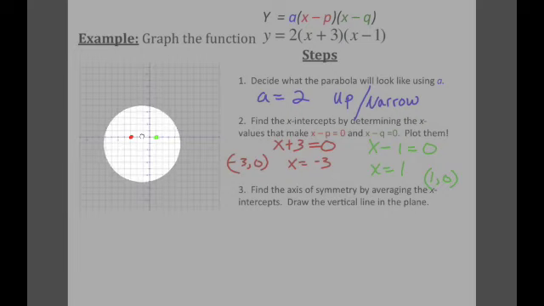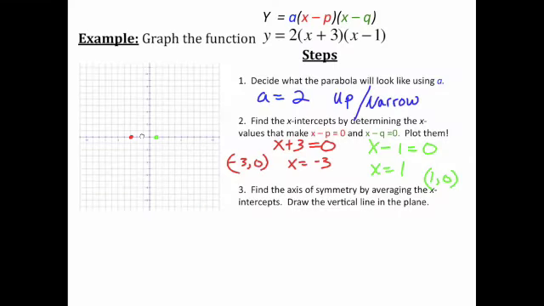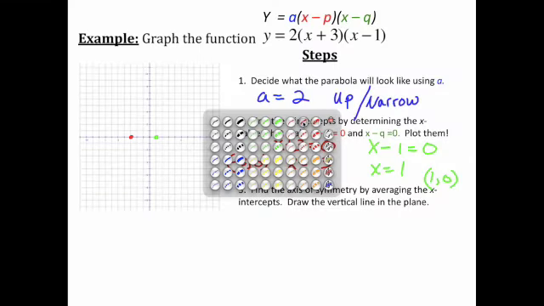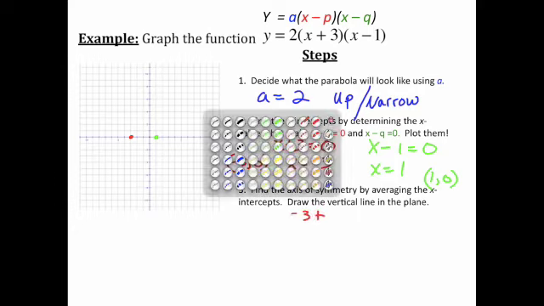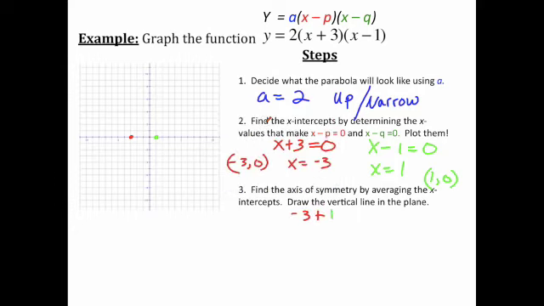If we want to show the math, you would say negative 3 plus 1, all divided by 2. That's how you average two things. You divide it by 2. That will give you your axis of symmetry, which means it will be negative 1. So anytime you have the axis of symmetry, I like to draw the line in the middle so that if we do have some other points, we can reflect them. Okay, there's our line of symmetry.